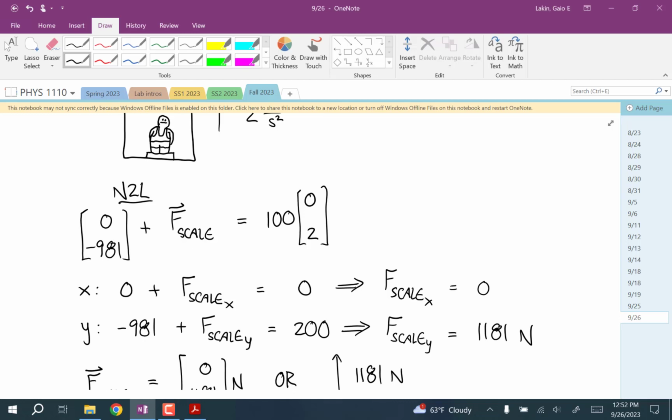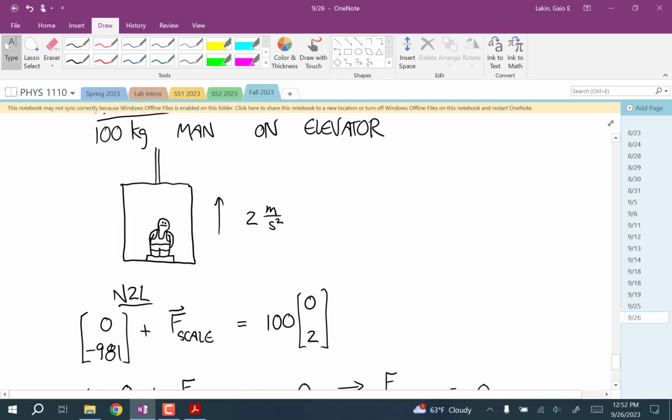Okay? So this is just kind of a glimpse at the kind of stuff we're going to be doing now with Newton's second law. Just little by little, we're going to add layers of complexity onto it until we can do a lot of different kinds of forces.